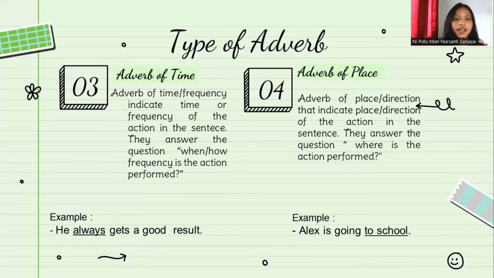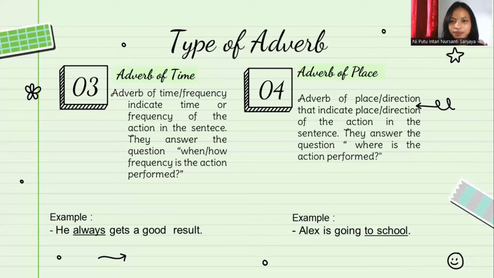The third one is adverb of time. Adverbs of time or frequency indicate time or frequency of the action in the sentence. They answer the question when or how frequently is the action performed. Okay, next. The fourth one is adverb of place. Adverbs of place or direction indicate place or direction of the action in the sentence. They answer the question, where is the action performed? For the example, you can look at my screen.